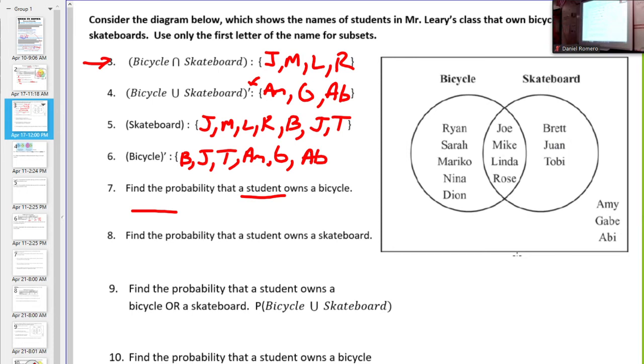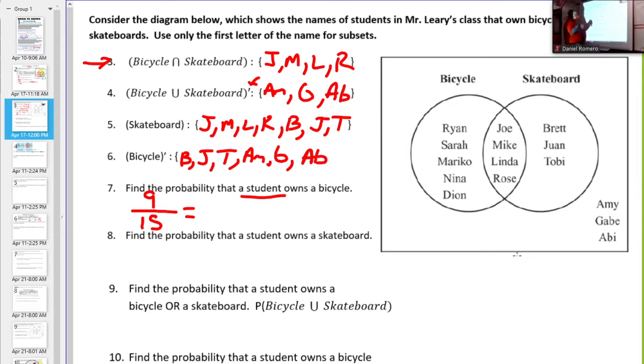¿Cuántos estudiantes? How many of those have a bicycle? Nine, yeah, there's 9 in the bicycle. Tipo de bicicleta, hay 9 nombres. Now, I wish this would tell you how to express the answer. It doesn't, so I'll just do them in every method.